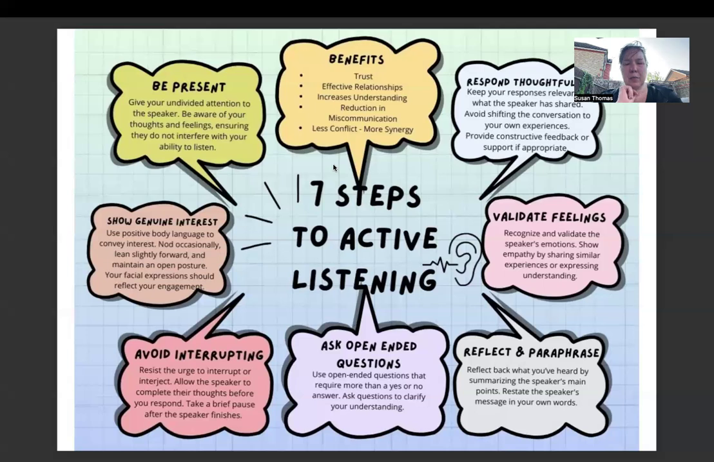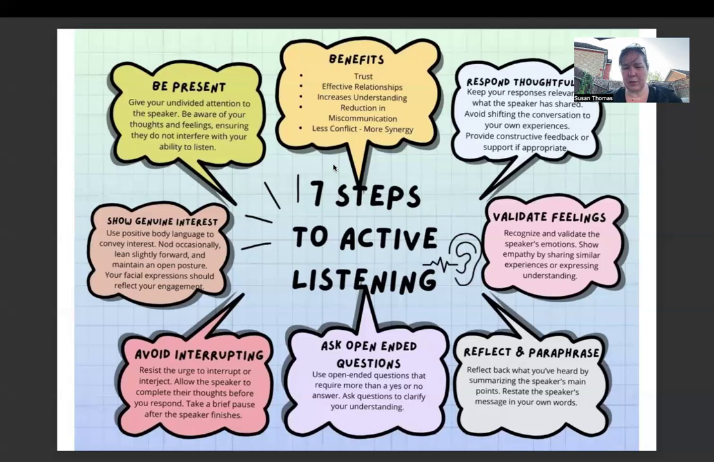Asking a question that starts with why implies they have to make a decision or give an explanation, and they might see that as being judgy, or it goes into a negative space again. So try and stay away from the why.